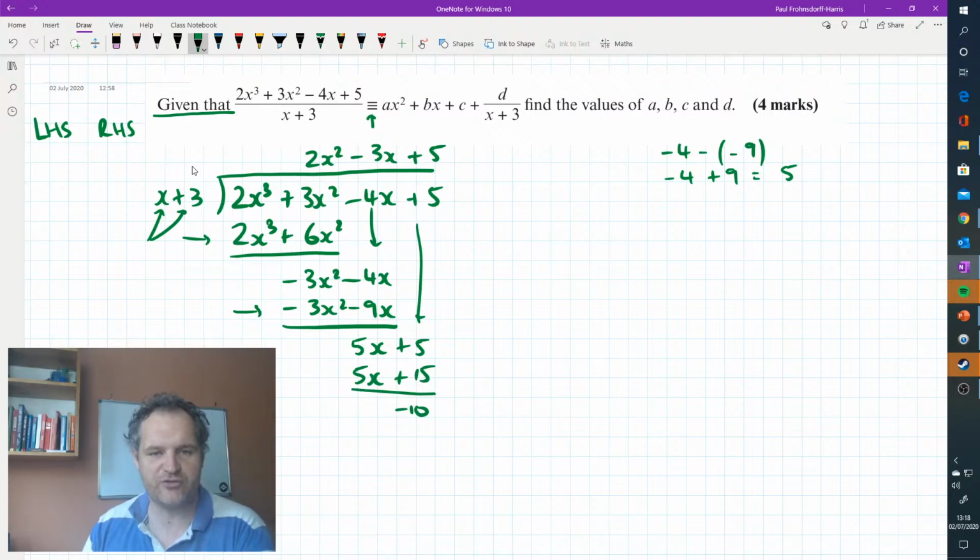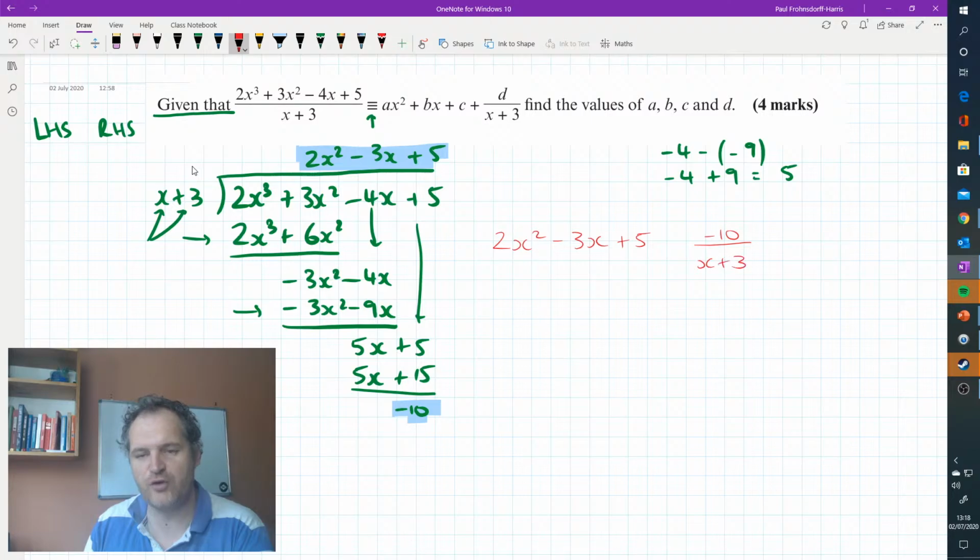Then my solution comes from these two bits here. It comes from here, and it comes from my remainder. So we write my solution out as 2x squared minus 3x plus 5 and then minus 10 over x plus 3, because we write it over the divisor.